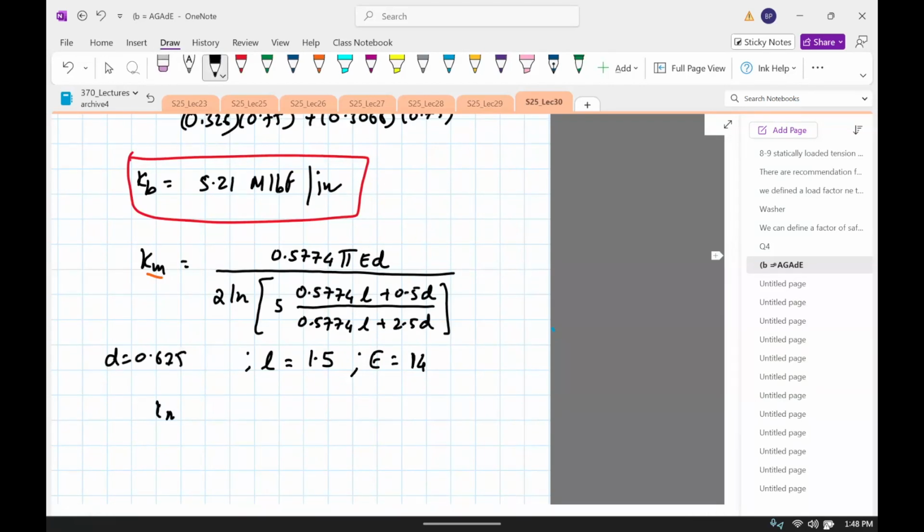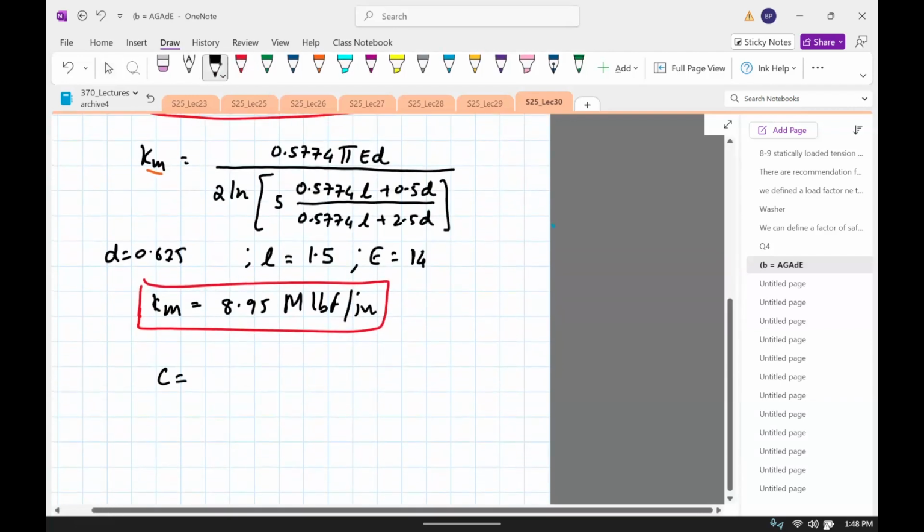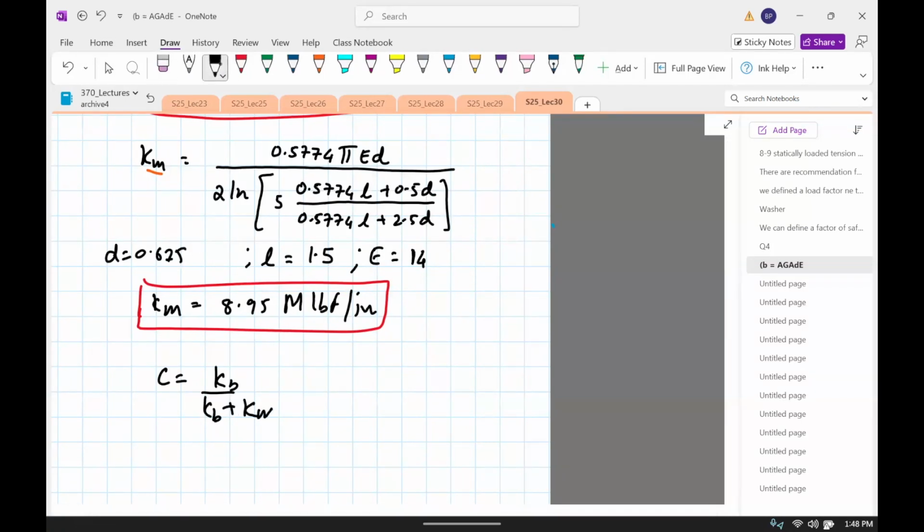Okay, so Km is 8.95 Mlbf/inch. Okay, so C is straightforward. It's basically Kb divided by Kb plus Km. So C comes out to be 0.368.